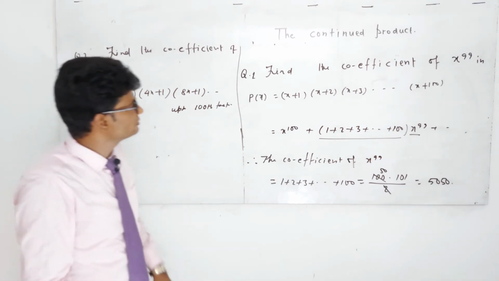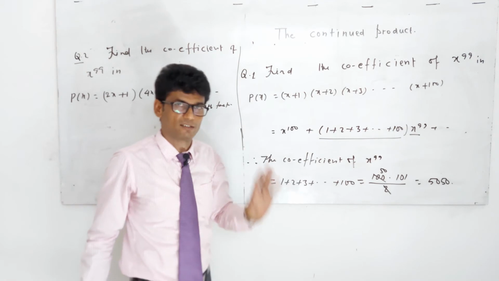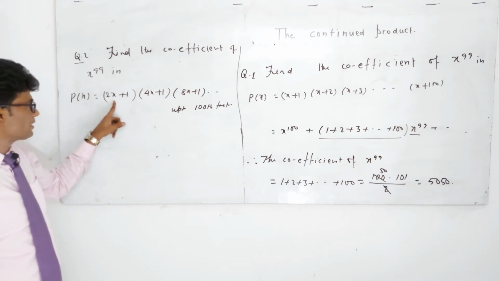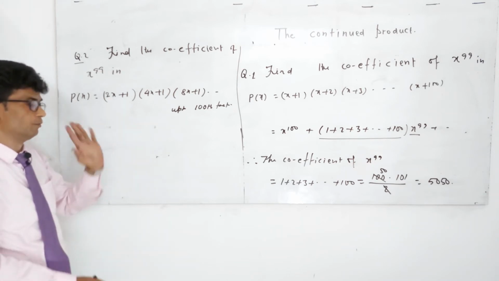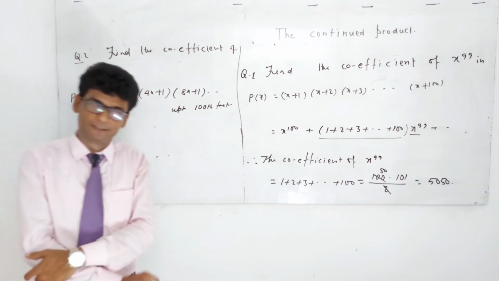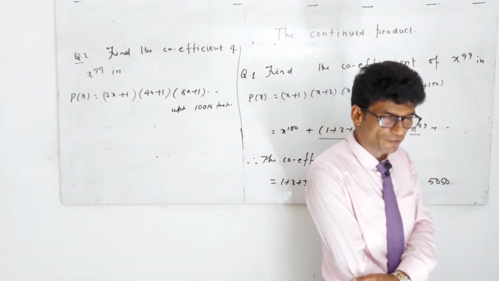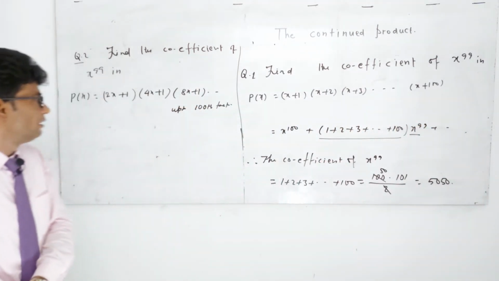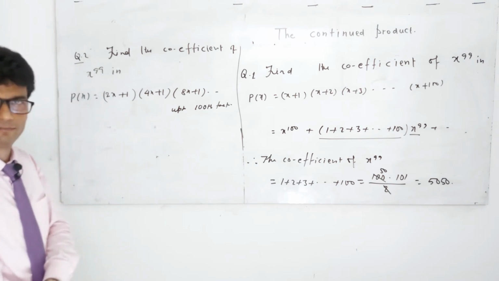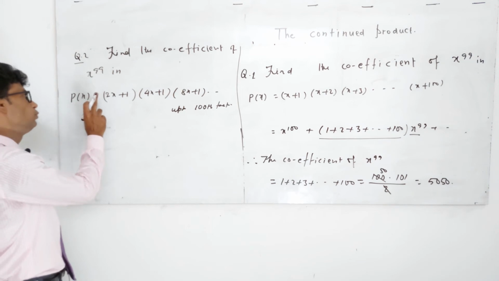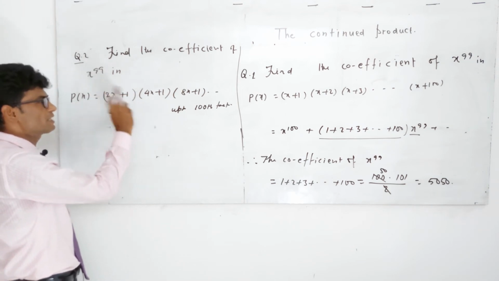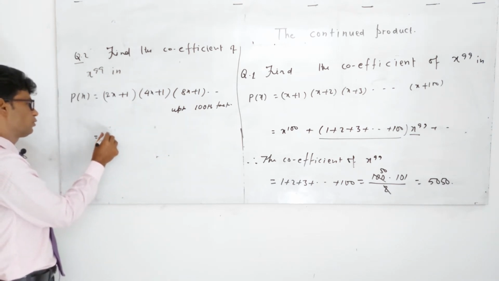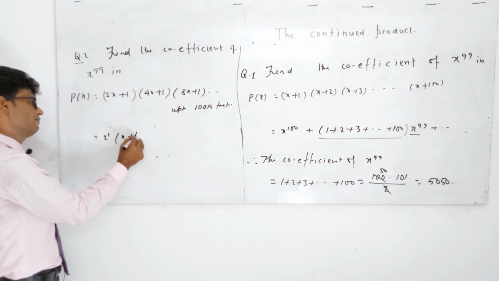We are interested in using the continued product. But the prime criteria is that in every one of the factors, the coefficient of x must be unity. But here it is not so. So firstly, we have to make the coefficient of x in every one of the factors unity. How is it possible? Quite easily. Take 2 common from the first factor, 4 from the second, 8 from the third, and so on and so forth. So here it is 2 to the power of 1 times x plus half.